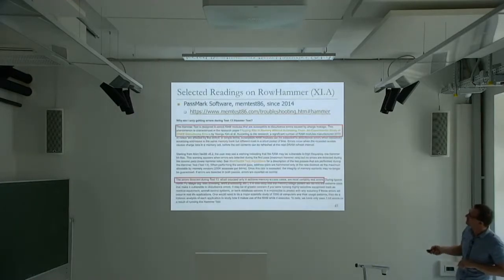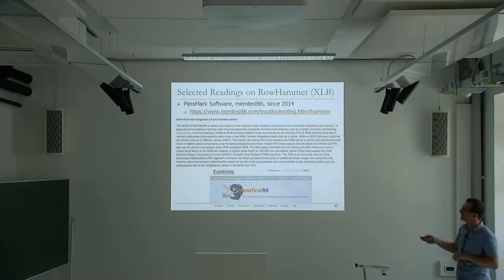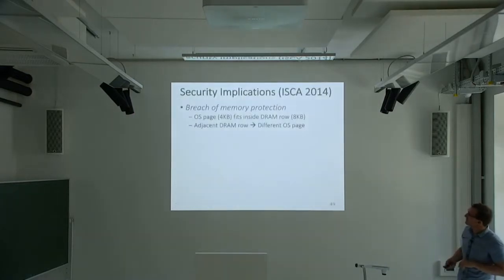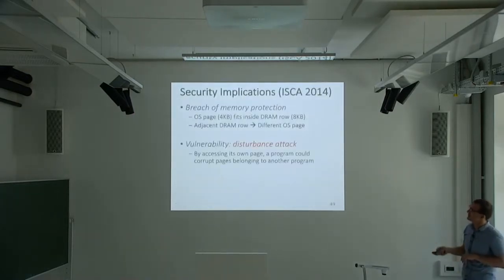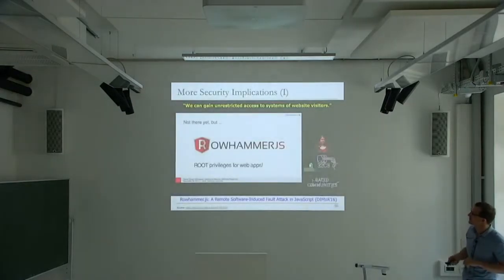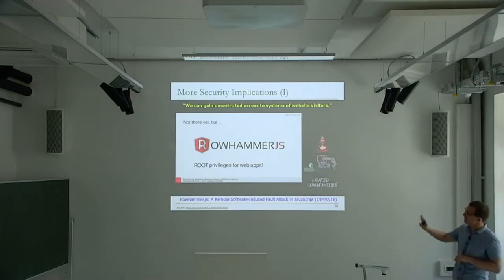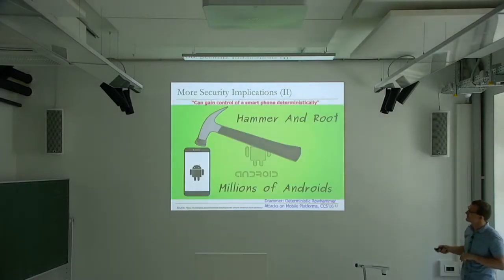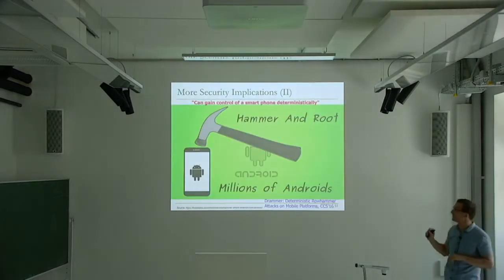interesting analysis. So these memory testing folks are actually very good at adopting the solutions relatively quickly, as you can see. Okay, when we first wrote the paper, we said that you could actually develop a disturbance attack and reconstruct a proof of concept. I'm going to go through some of these interesting works. This actually shows that you could take over a machine remotely and gain unrestricted access to systems of website visitors. This was the one that I promised to talk a little bit more about.